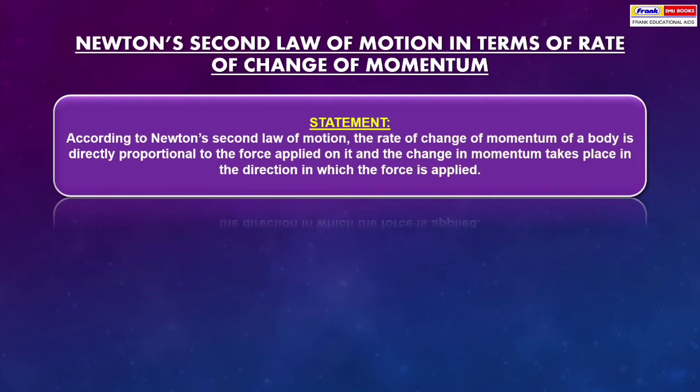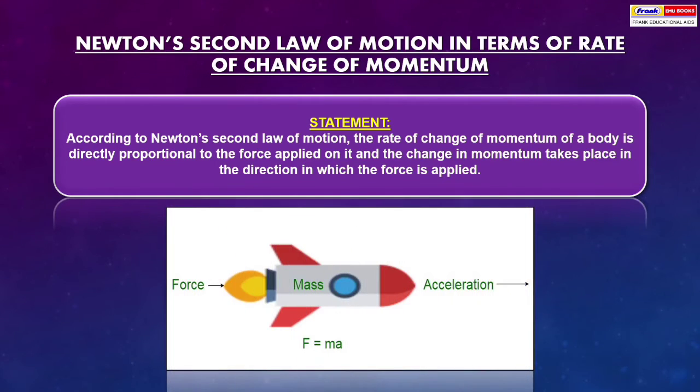According to Newton's second law of motion, the rate of change of momentum of a body is directly proportional to the force applied on it, and the change in momentum takes place in the direction in which the force is applied. For example, this is the diagram which shows that force is being applied in this direction and the movement of the rocket will be in the same direction. Acceleration will be towards the same direction.